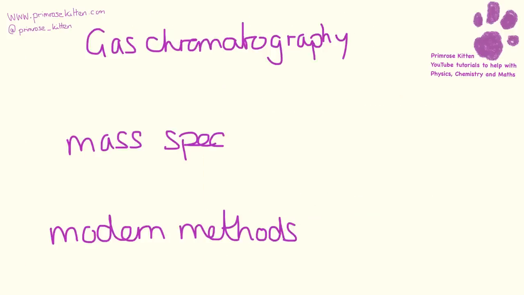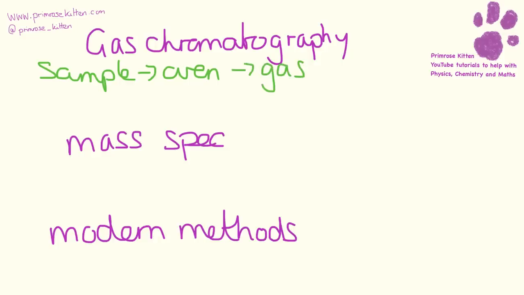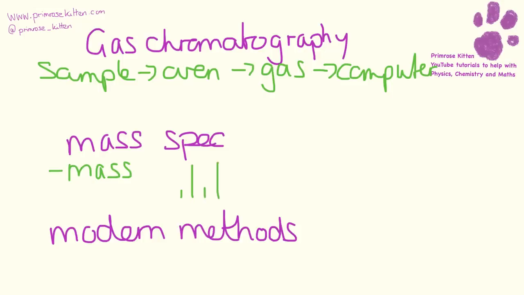Other ways of separating things out are gas chromatography. So you feed a sample into an oven where it gets heated up and turned into a gas. It will then get fed into a computer and the computer will tell you what things are. Mass spectrometry will separate things based on mass, unsurprisingly, based on the name, and what you'll get is lots of different peaks depending on the size of something.